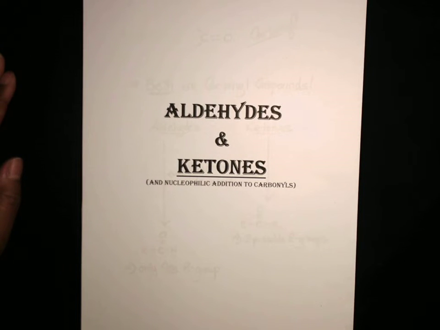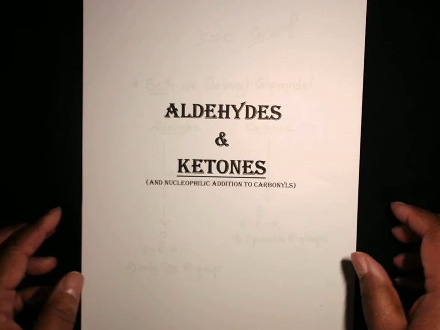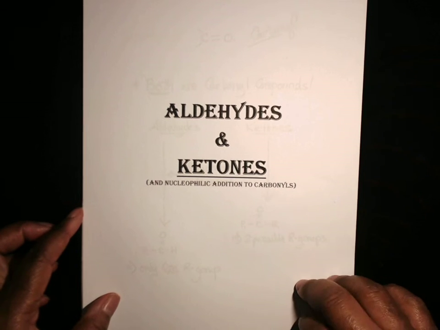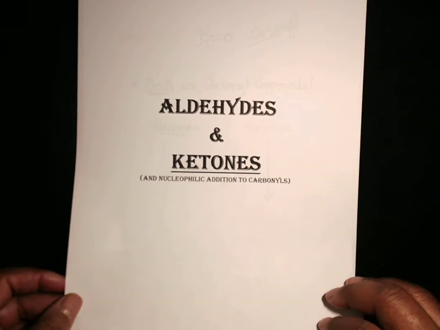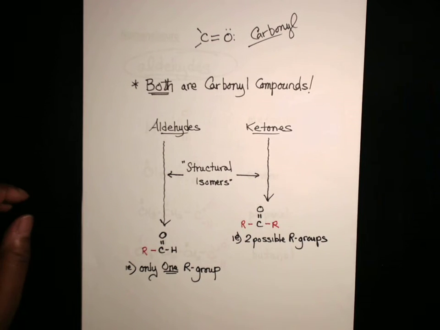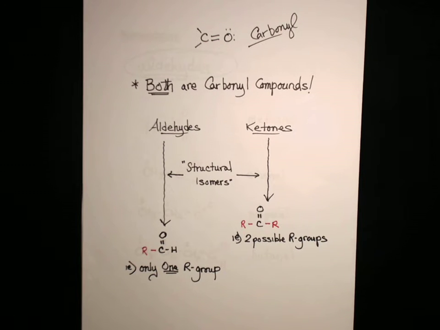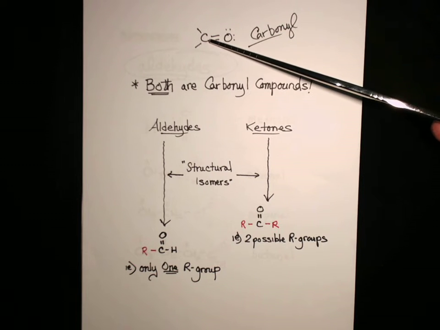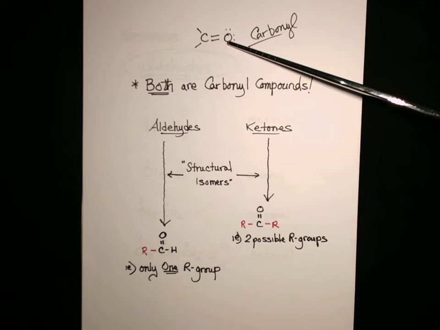Today we're going to discuss the chemistry behind aldehydes and ketones. So, first let's talk a little bit about the things that aldehydes and ketones have in common. They are both carbonyl compounds, and if you recall, a carbonyl is just a carbon that is doubly bonded to an oxygen.